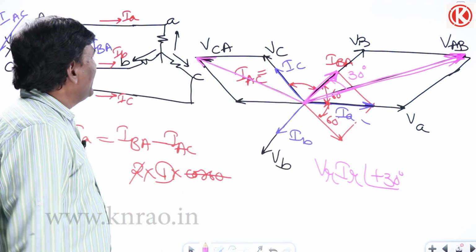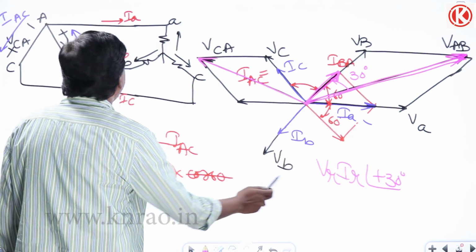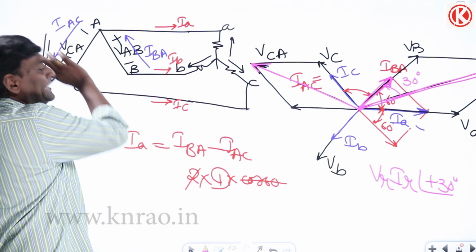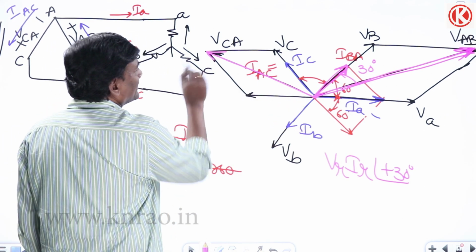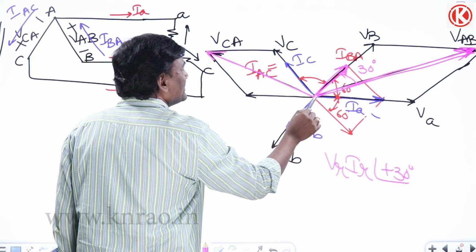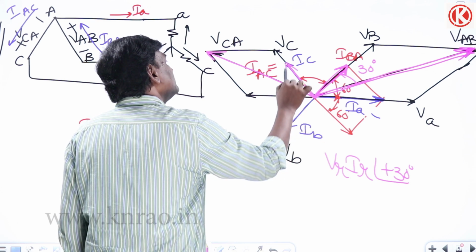Now let us see another transformer winding. Another transformer winding has voltage VCA and current IAC. So VCA is here and IAC equal to IC is here.